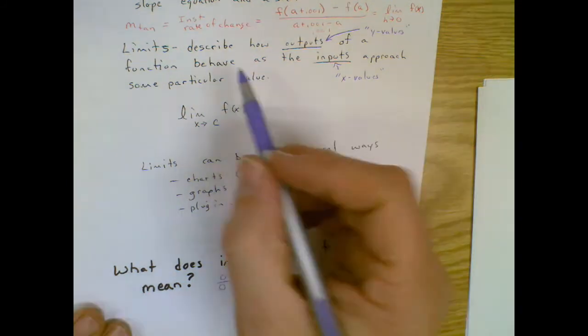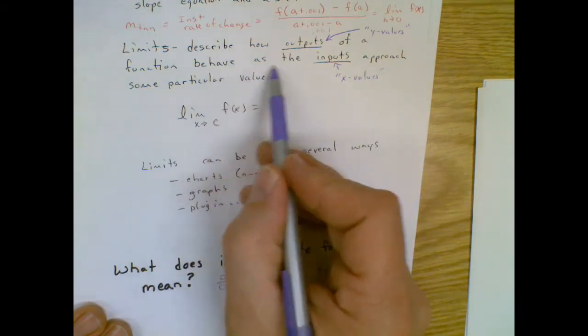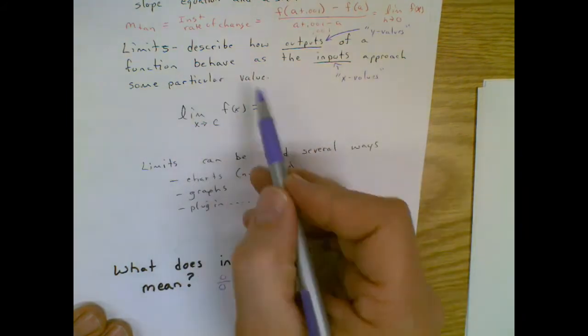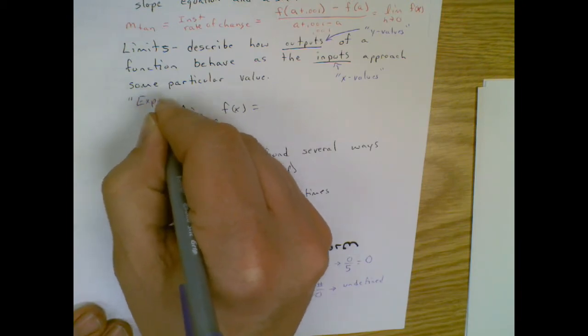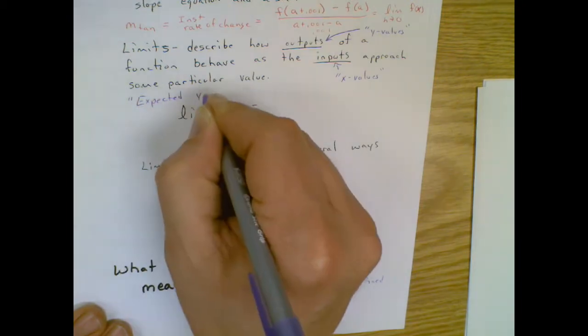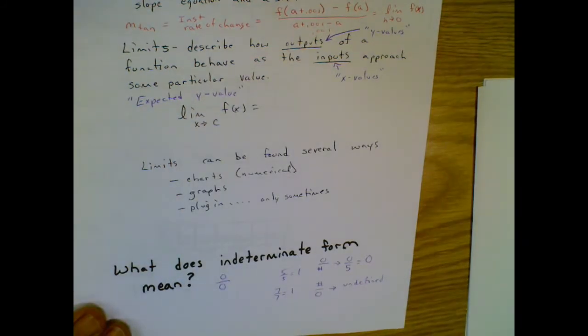I always think that they talk about describing how the outputs or the y values of a function behave as the inputs or the x values approach a particular value. I always think of a limit as an expected y value. And you'll understand what I mean by that in a little bit. But just remember that. A limit is an expected y value.